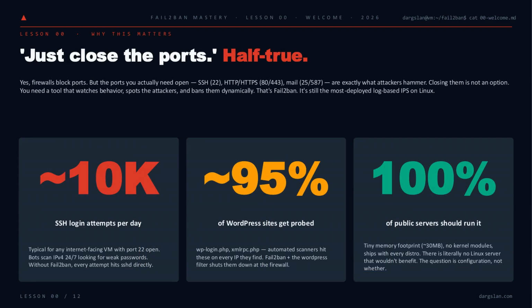Now, before we touch a config file, let's be honest about why this tool exists. You'll hear people say, just close the ports, and it's half true. Firewalls block ports, sure, but the ports you actually need open: SSH on 22, web on 80 and 443, mail on 25 and 587. Those are exactly the ones attackers hammer. A typical internet-facing VM sees around 10,000 SSH login attempts a day. Roughly 95% of WordPress sites get probed on wp-login and xmlrpc. And Fail2ban itself? 30 megabytes of RAM. Ships with every distro. There's basically no public Linux server that wouldn't benefit. The question is how you configure it, not whether you run it.